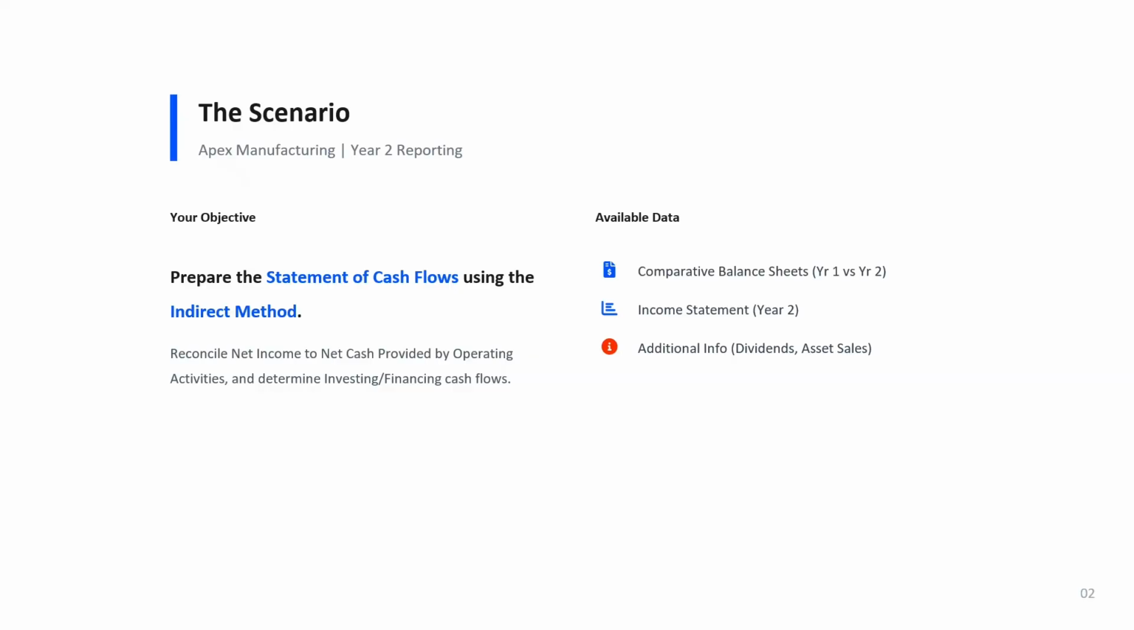This means we must first determine the net cash from operating activities, then calculate the investing and financing cash flow. We will be using three main data sources: the comparative balance sheets, the income statement, and some additional transaction details. This data gives us everything we need to track the movement of cash. Now let's look at the numbers that we will be working with.